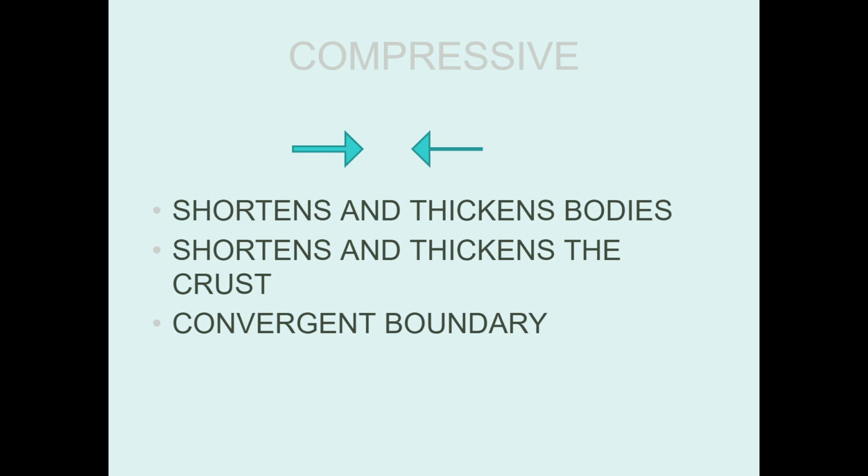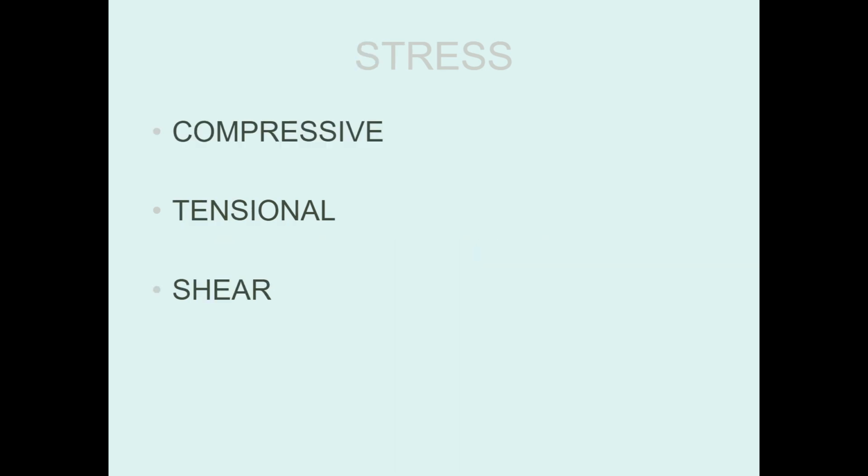We find this at convergent boundaries. It's not an accident that we have compressive, tensional, and shear stress here. Compressive is like your convergent boundaries, tensional is like your divergent boundaries, and shear stress is more your transform boundaries.